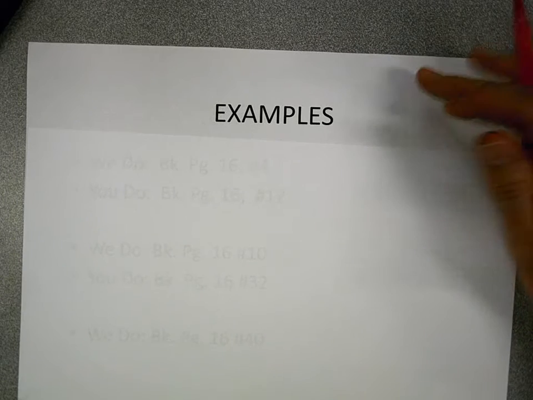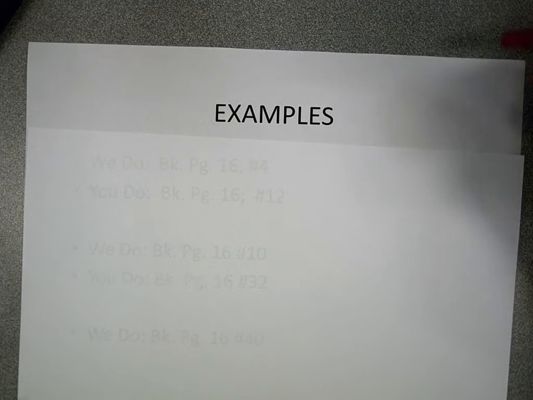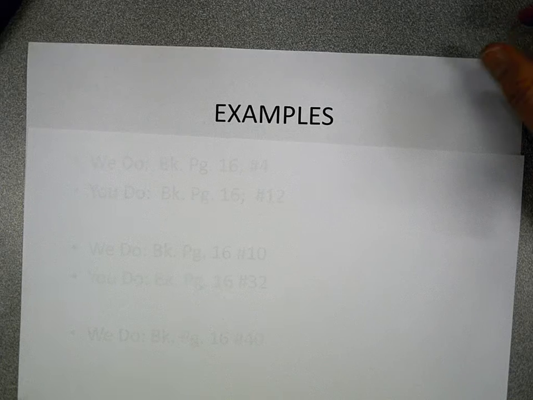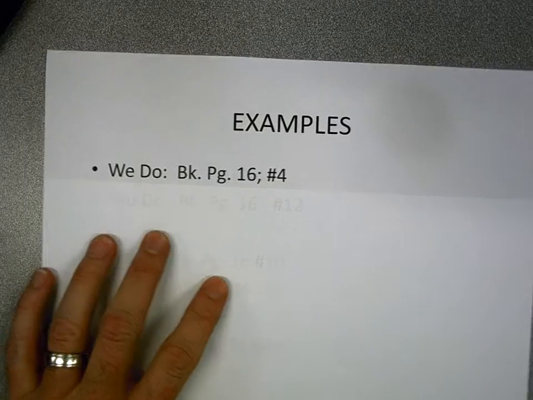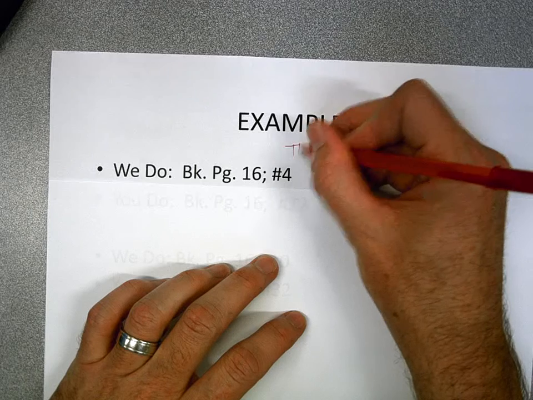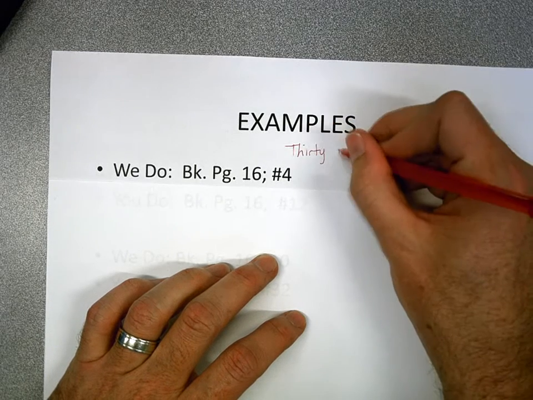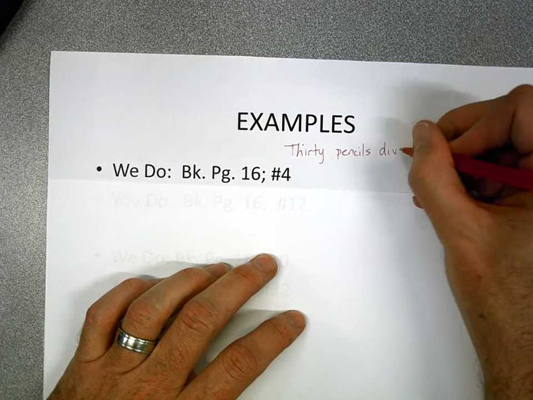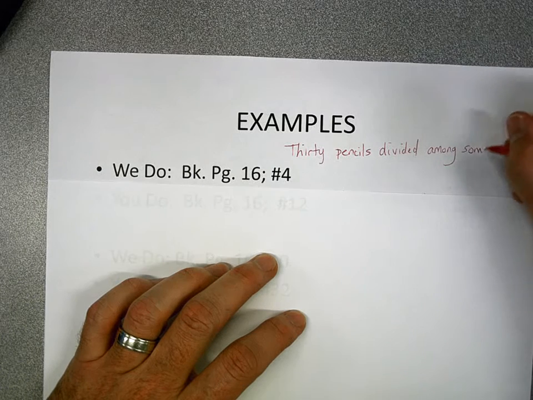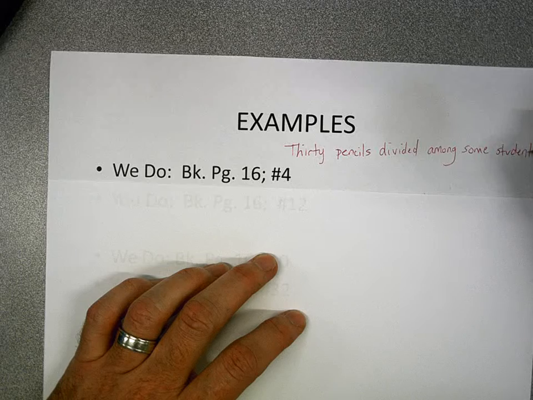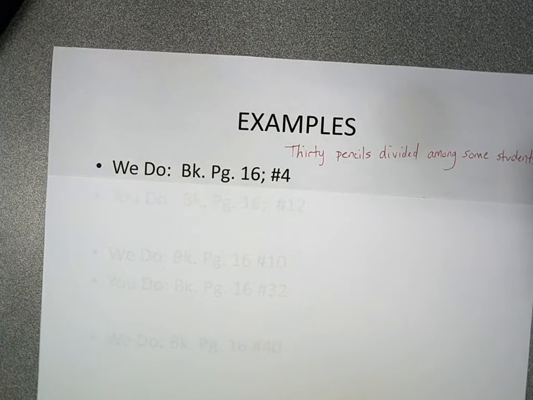For the examples, hopefully you're already there in your book and you've labeled everything on top of your paper. Let's look at page 16, and let's do problem number 4 together first. The directions say to translate each phrase into an algebraic expression. Number 4 says this, and I'll go ahead and write this down: 30 pencils divided among some students. So it's a little phrase there: 30 pencils divided among some students.